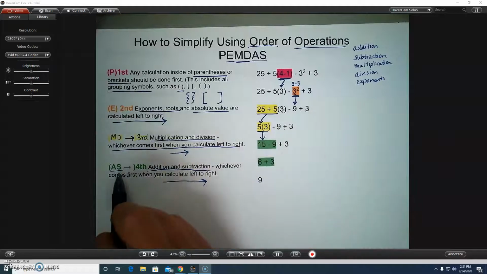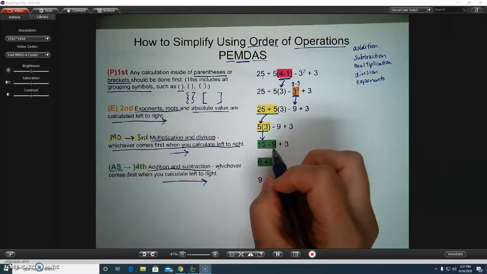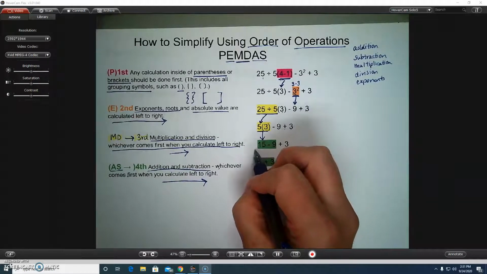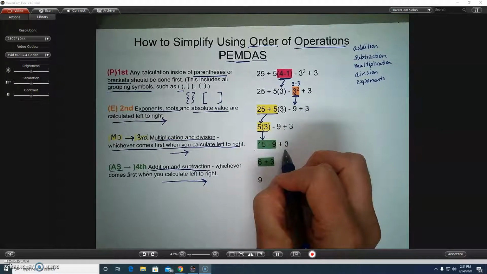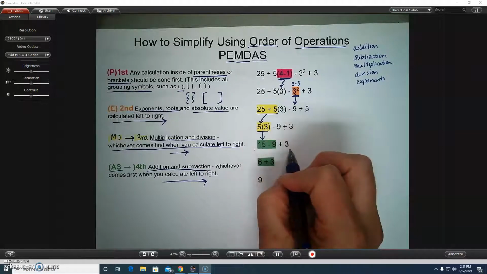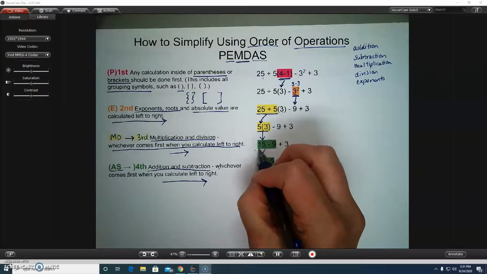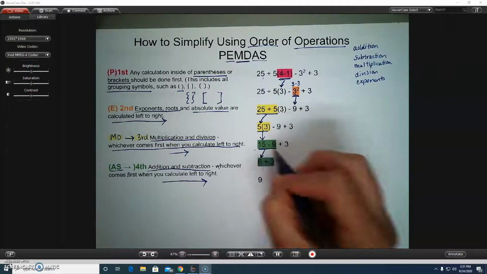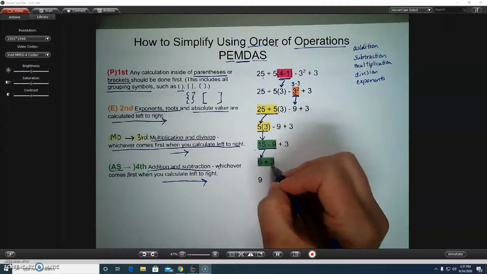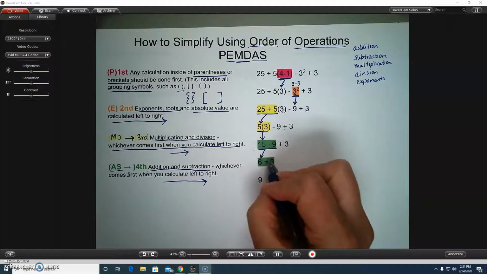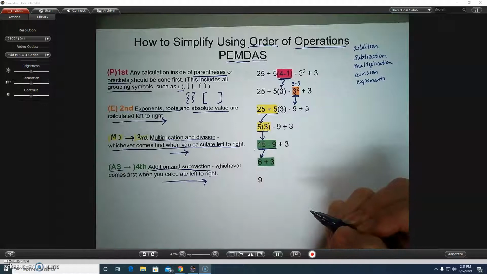Now I'm down to just addition and subtraction. This is my last step and last thing that I'm allowed to simplify. So now I'm going to go from the left to the right again. I'm not going to add these first. Addition does not come first. I have to go from left to right. So 15 minus 9 is 6, that is where that came from. And then I still have the plus 3. So the last thing I have left is this one addition problem, and the answer is 9.